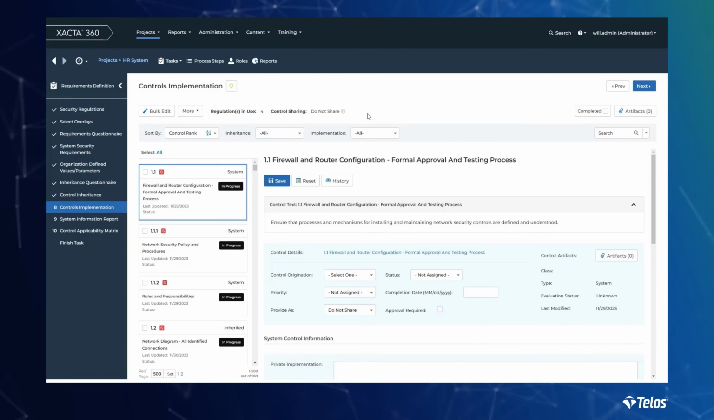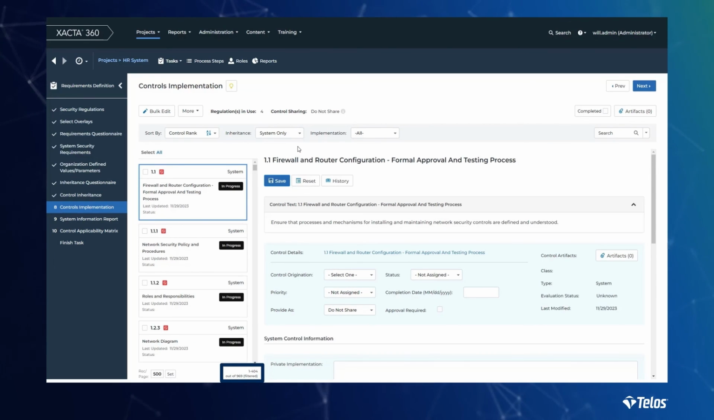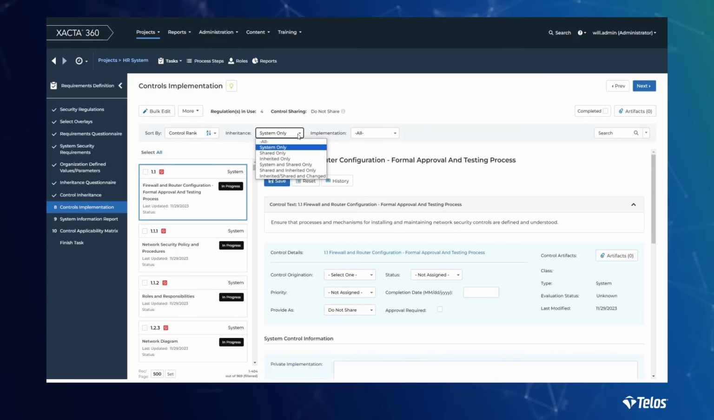In this example, you can see that we have 969 controls that are applicable to our system. Filtering out any controls that we've inherited, you can see that we've reduced our burden substantially. In this example, our security teams would only then have to address the remaining 404 controls for our system, thus resulting in massive savings in both time and effort.